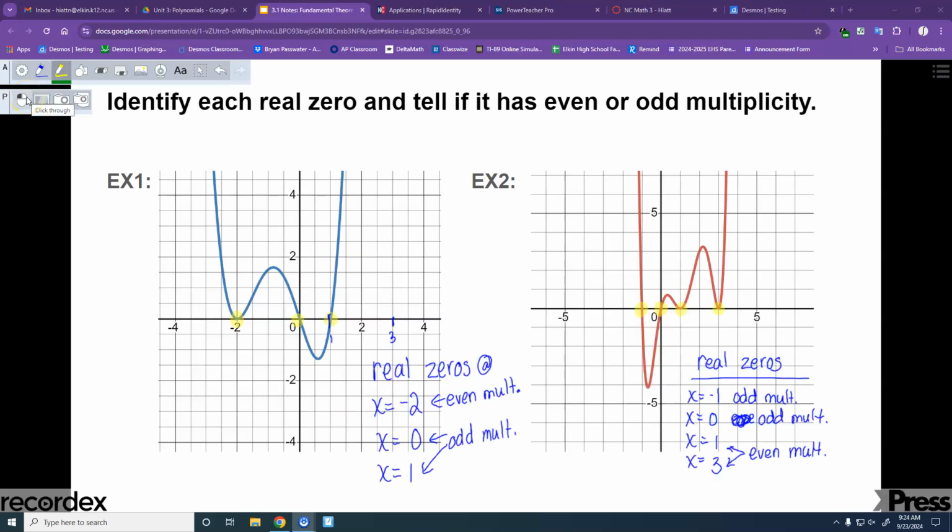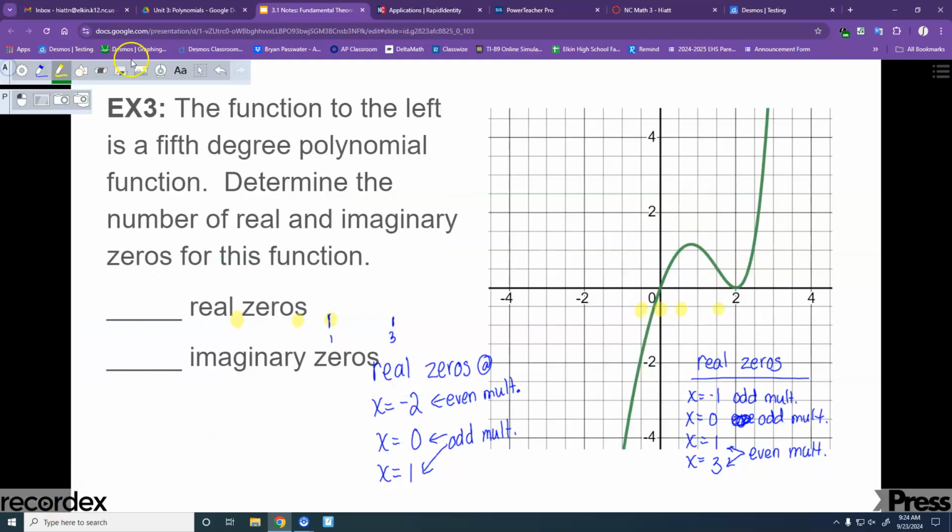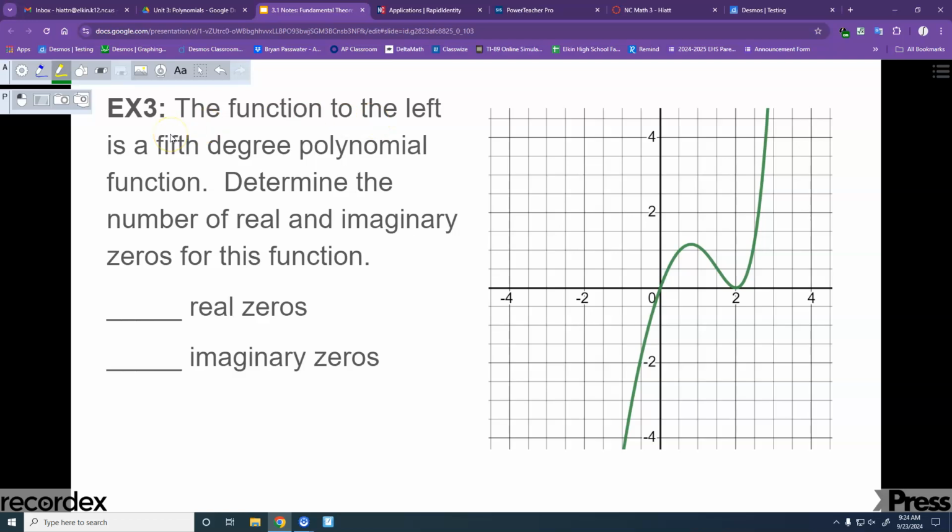So, let's look. Okay, questions so far? All right, let's keep going. Okay, the function to the left is a 5th degree polynomial function. Determine the number of real and imaginary zeros for this function. Okay? So, there can be more than one answer to this problem.